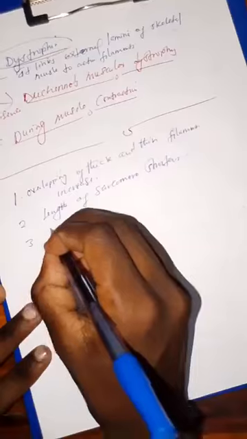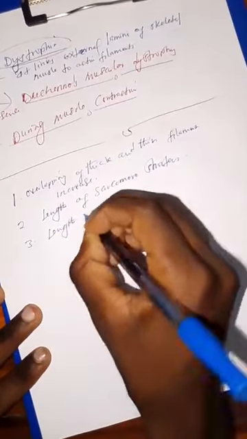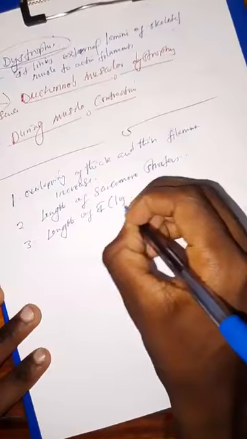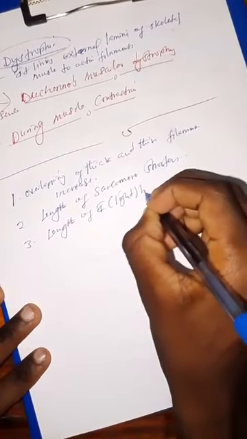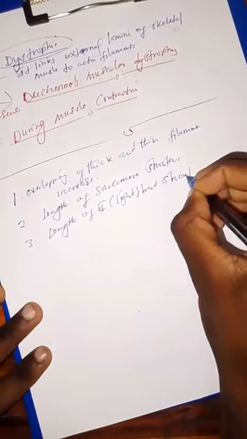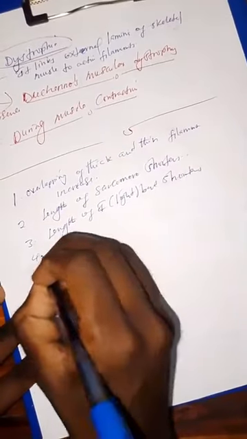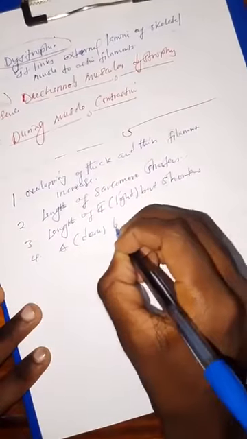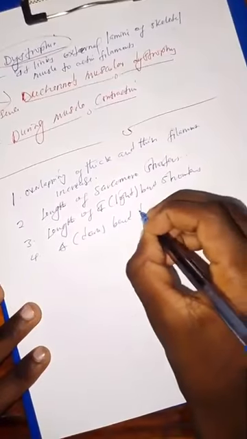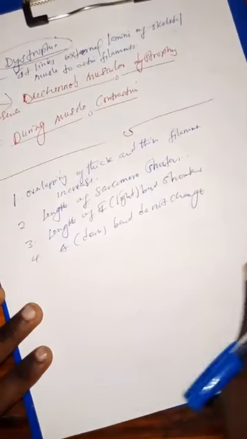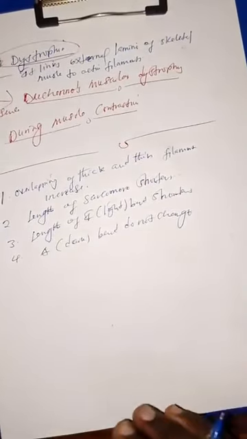3, the length of the I band, or the isotropic light, which is the light band, shortens. Okay. 4, the A or the dark band does not change. So these are the important things that you need to know.